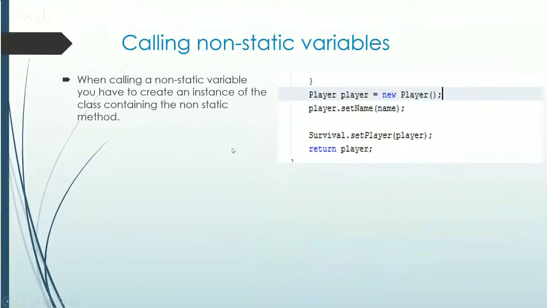When calling a non-static variable, you have to create an instance of the class containing the non-static method. So like in the previous example there, if I want to create a player, I state the player class, assign it a variable, which will then assign the new player class to this variable. And that creates the non-static class.